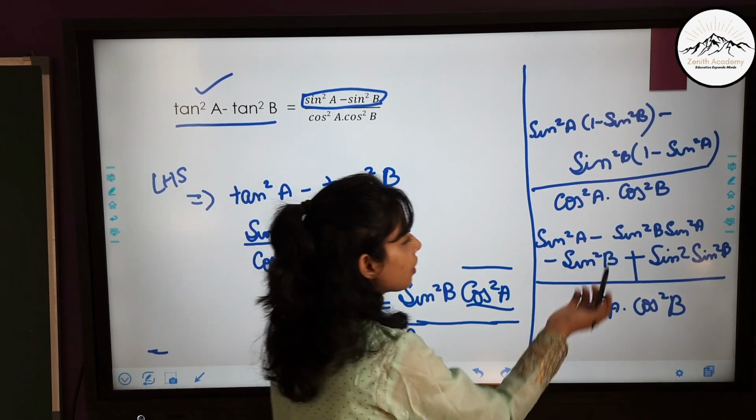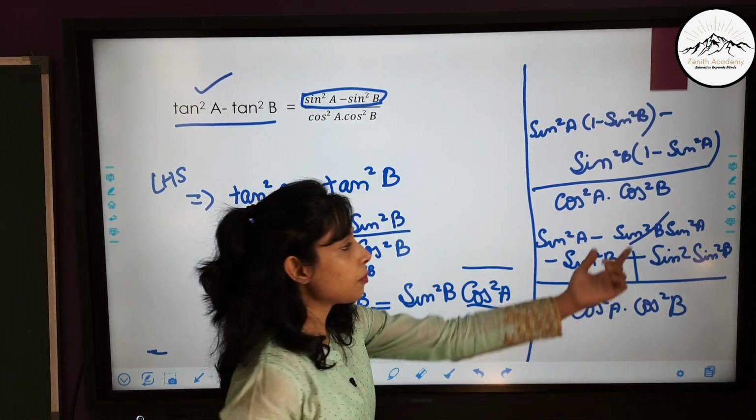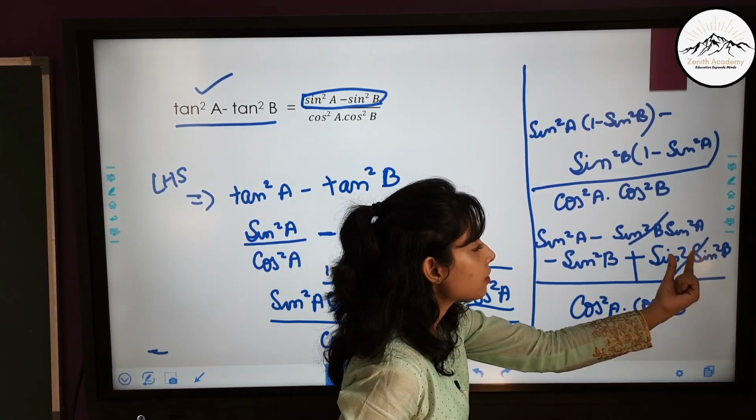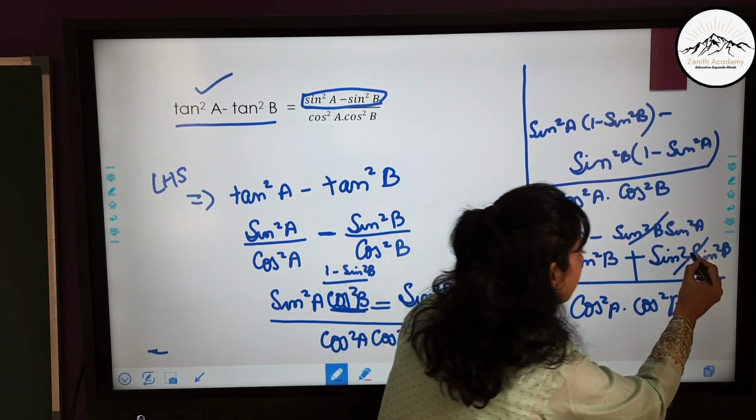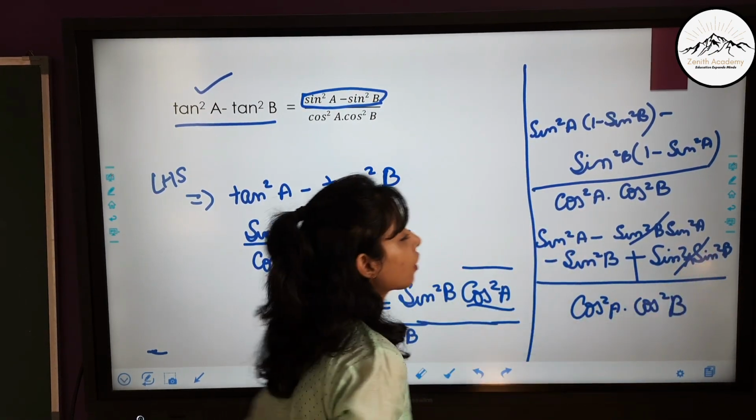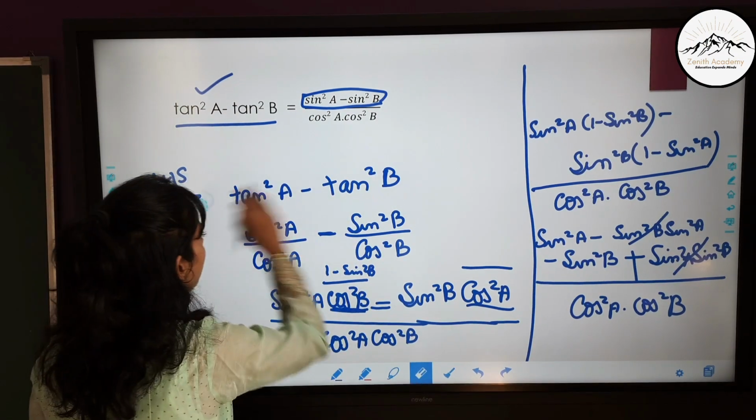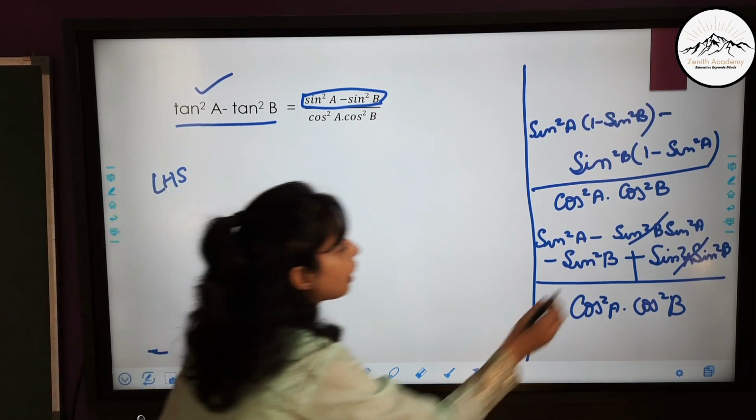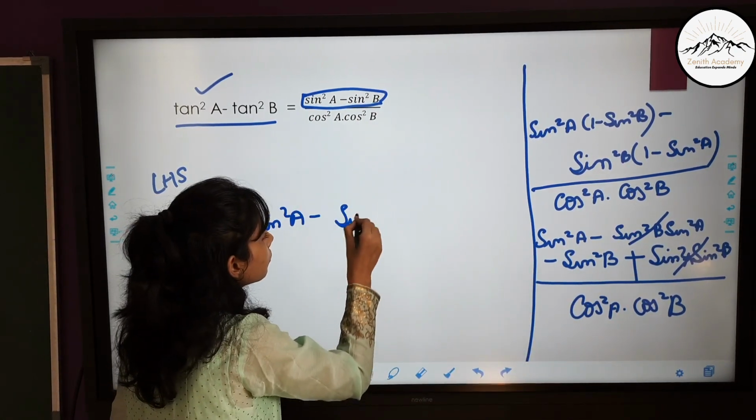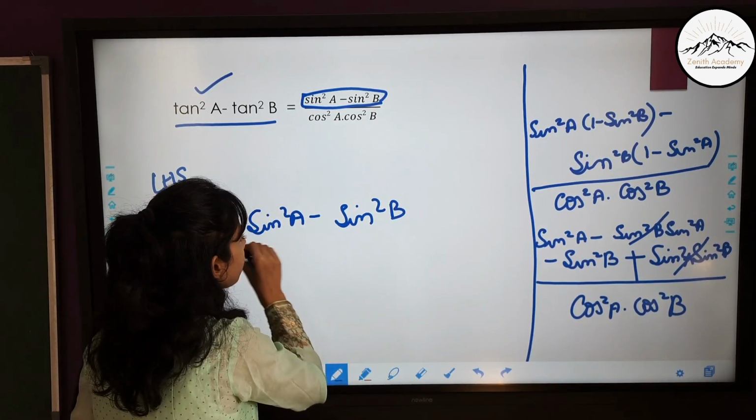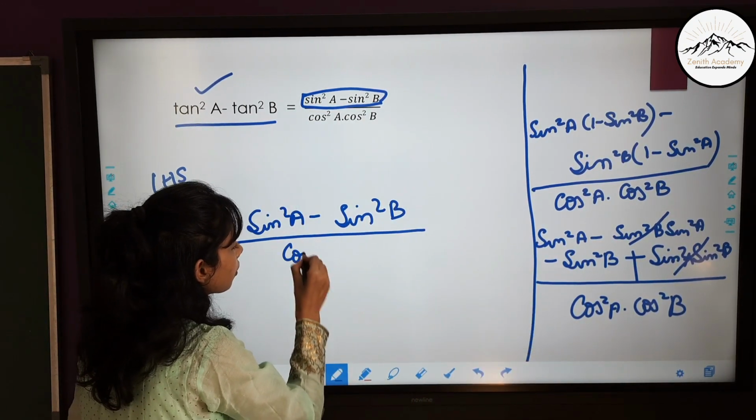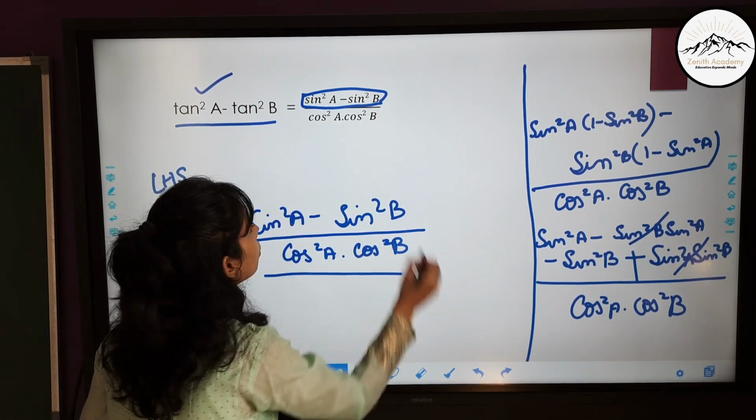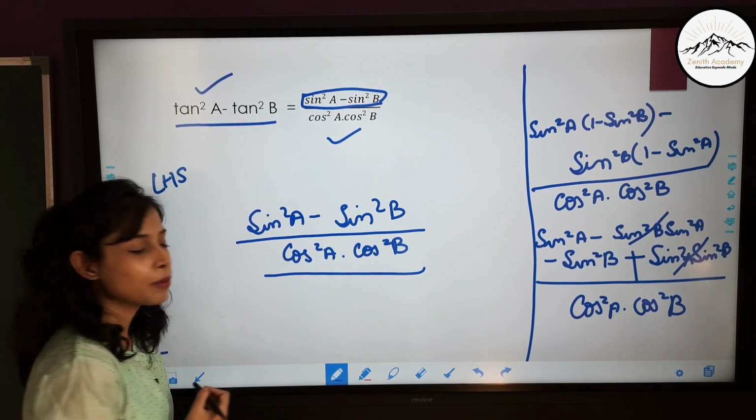Now it is almost over. See, minus sine square A into sine square B and plus sine square B into sine square A will get cancelled. So now we have got our answer: sine square A minus sine square B upon cos square A into cos square B. And this is what our RHS is, hence proved.